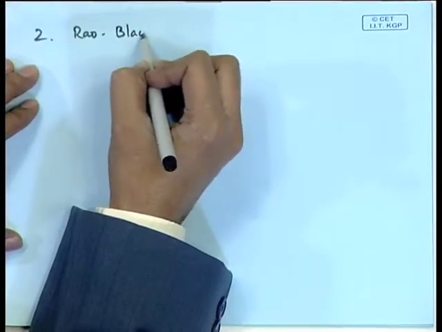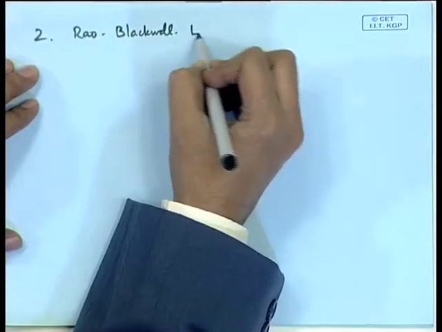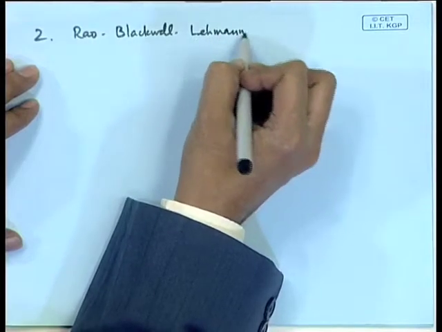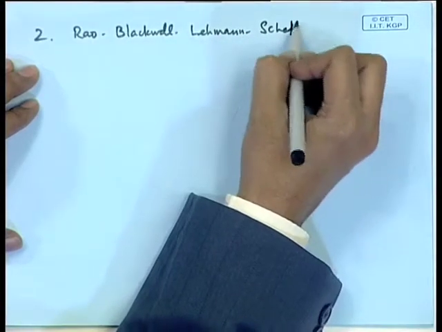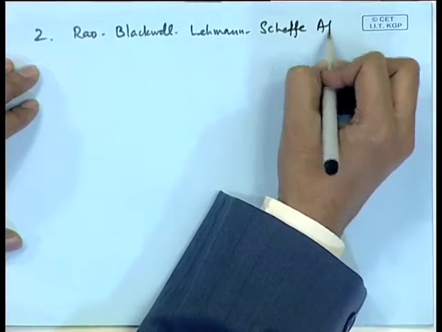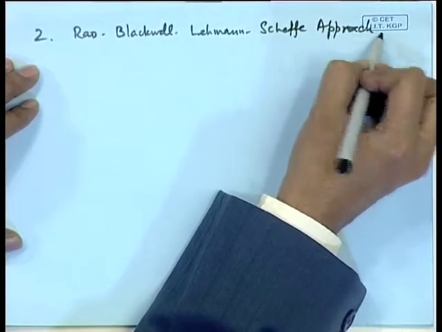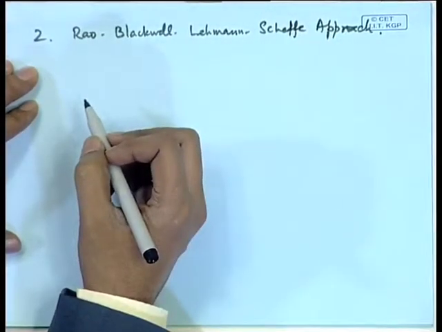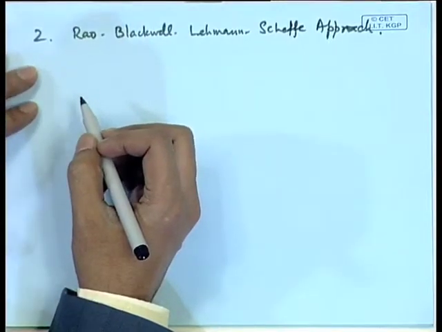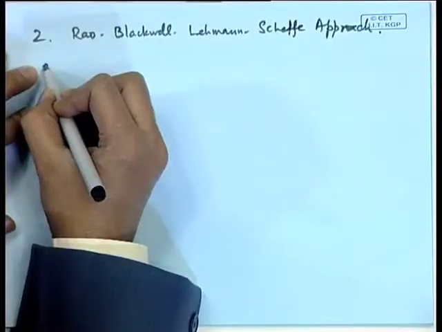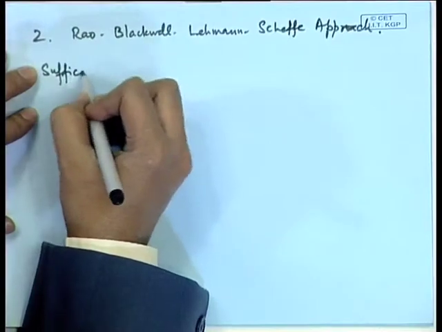There is another approach that is called the Rao-Blackwell-Lehmann-Scheffe approach. We introduce two concepts, that is of sufficiency and completeness. So, firstly we define what is sufficiency.